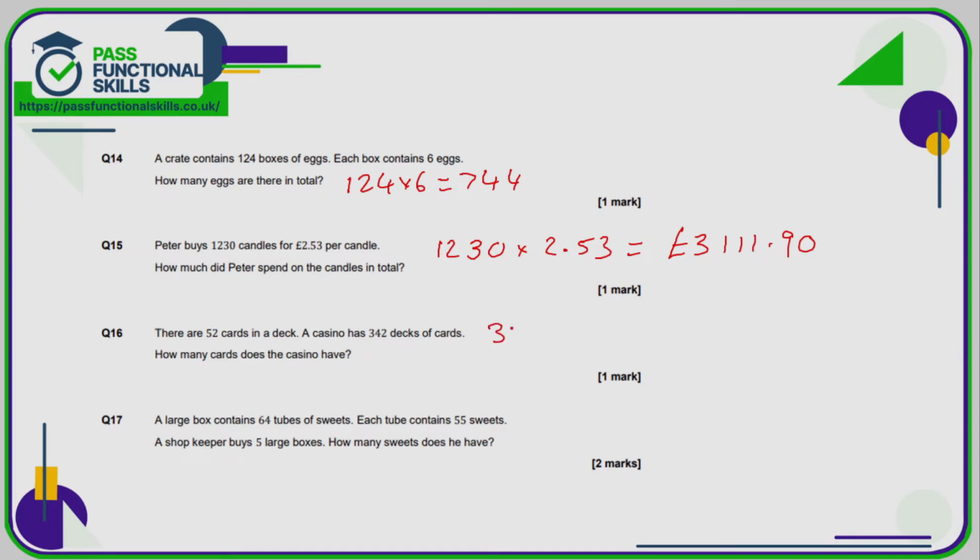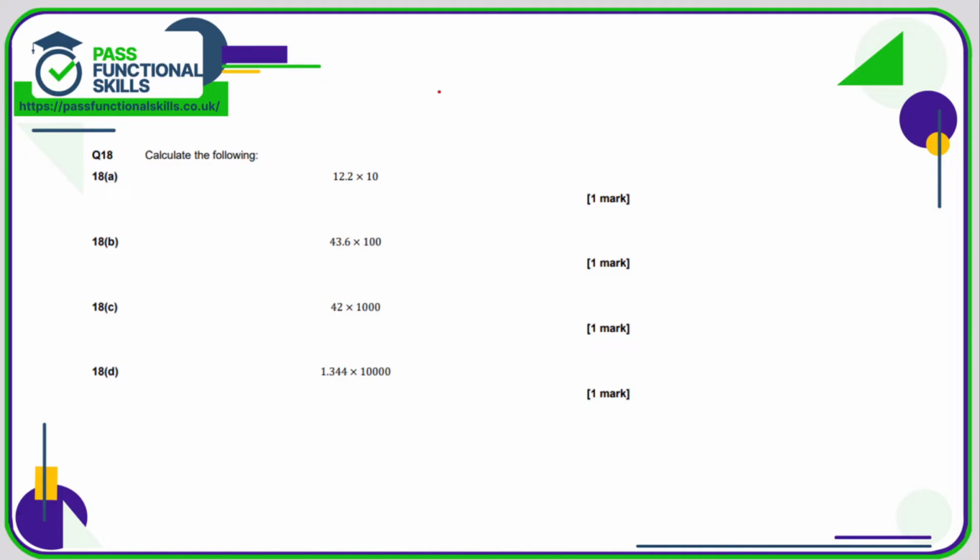This question is simply 342 times 52, hit equals, you will get 17784. And on this question, it's simply 64 times 55 times 5, hit equals. I mean, you can type in 64 times 55 equals, and then type that answer back in, times it by 5, but you can just do it in one hit. 64 times 55 times 5 comes to 17600.